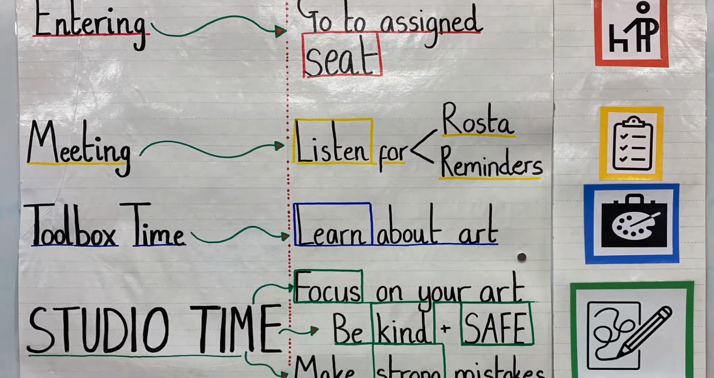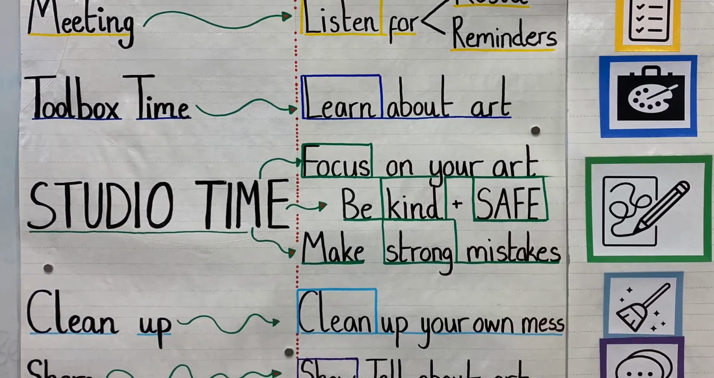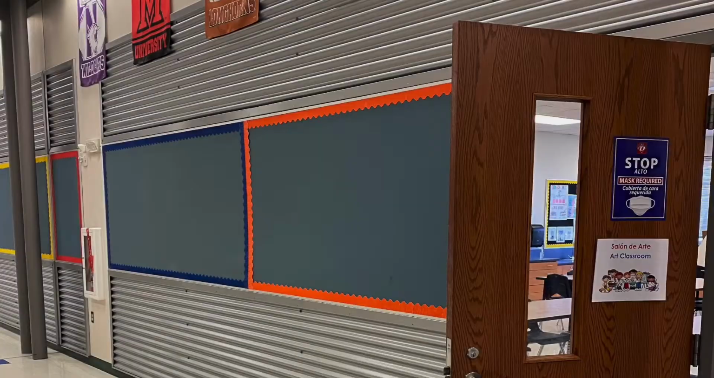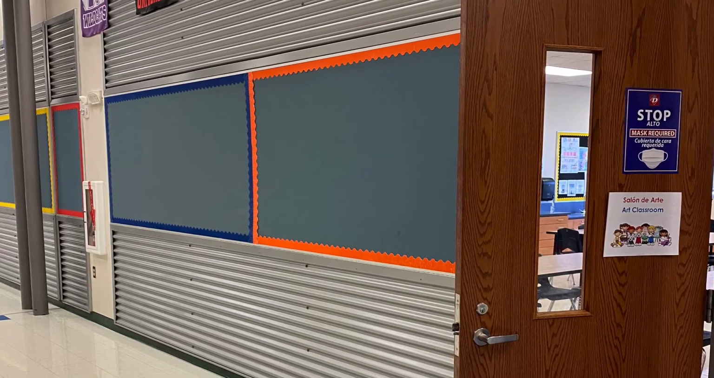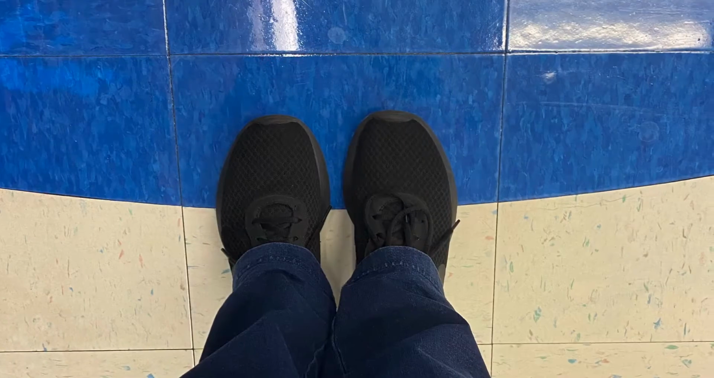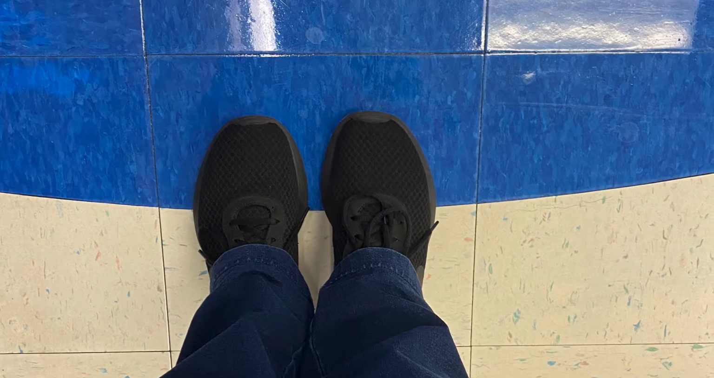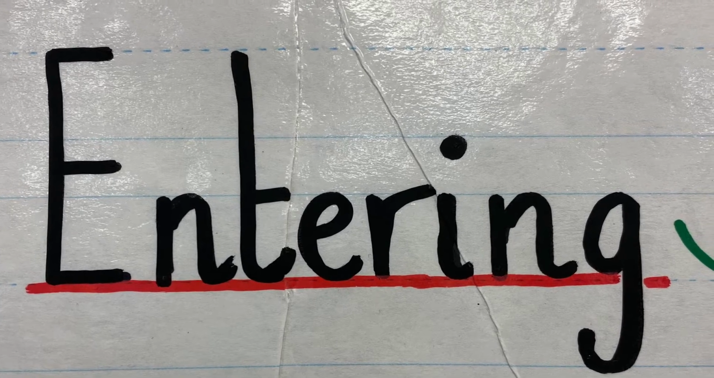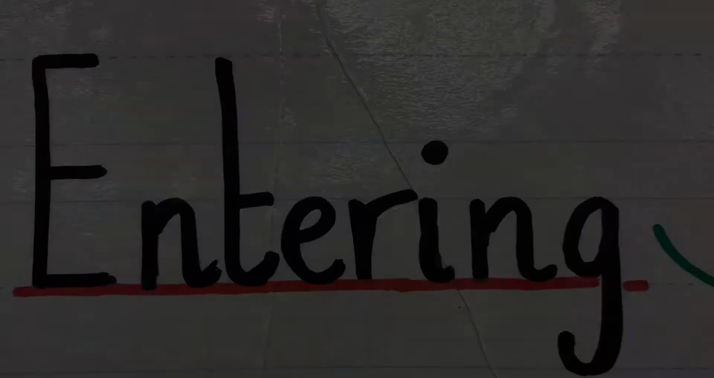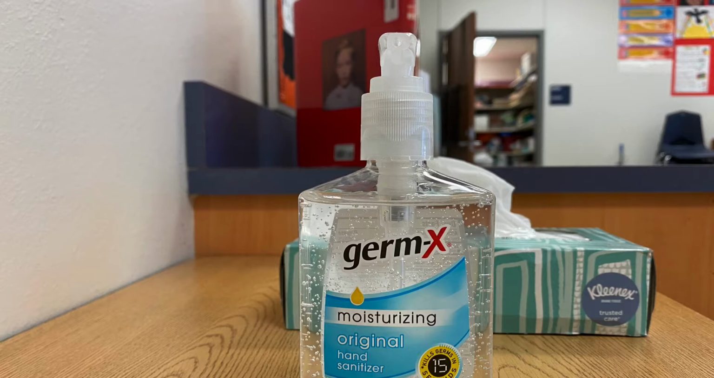Let's look at the class schedule to understand how art class will work. Before you enter the room, you'll line up outside on a voice level 0. You'll stand 2 feet apart, 1 per square. When you enter the room, we're going to clean our hands using hand sanitizer. There will be a pump by the door and you will take 1 pump and then rub the hand sanitizer into your hands.